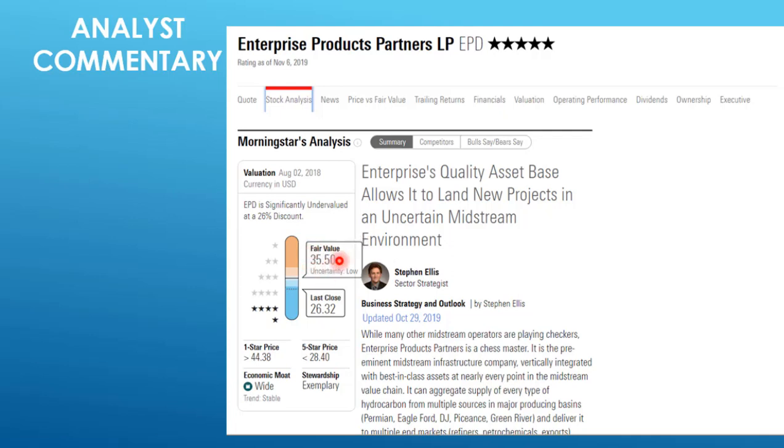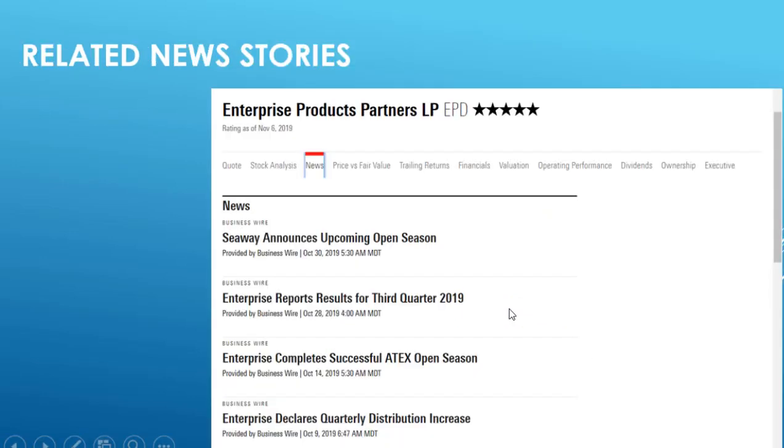We also see over here the fair value of the stock is $35.50. Currently the stock is trading at $26.32. That's pretty good. That's a large discount. I might be interested. The 1-star price, which means overvalued, would be $44.38. The 5-star price is $28.40. We see that even at this point, the last closing price was below the 5-star price. Very interesting to me.